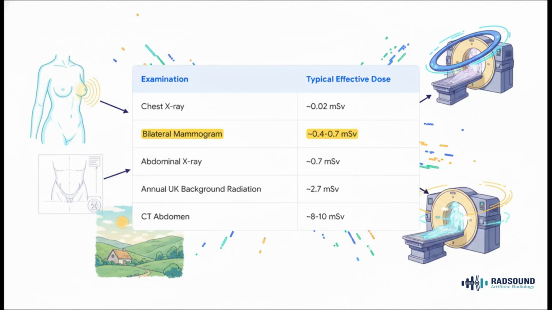Finally, let's just put the dose from a mammogram in context with other things. To do that, we have to convert our MGD into what's called an effective dose, which helps us compare different types of exams. For a standard mammogram, that's about 0.4 to 0.7 millisieverts. And as you can see, that's roughly the same as a plain abdominal X-ray. It's only a fraction of the natural background radiation we all get just from living on the planet for a year. And it's absolutely dwarfed by the dose from a CT scan.